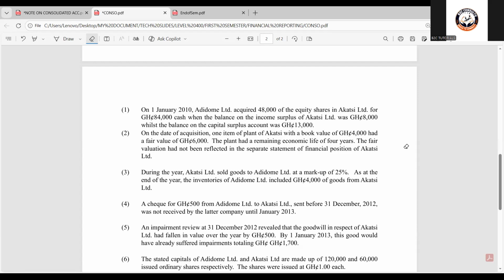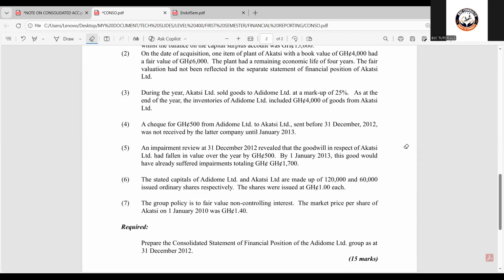Point number 4. A check for 500 Ghana cedis from Adidome Limited to Akachi Limited sent before 31st December 2012 was not received by the latter company until January 2013. Point 5. An impairment review at 31st December revealed that the goodwill in respect of Akachi Limited had fallen in value over the years by 500 Ghana cedis. By 1st January, the goodwill would have already suffered an impairment totaling 1,700 Ghana cedis.